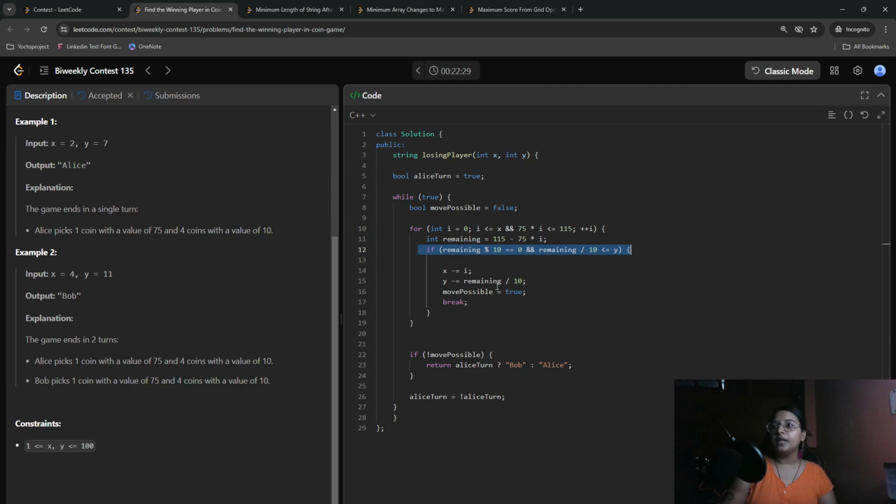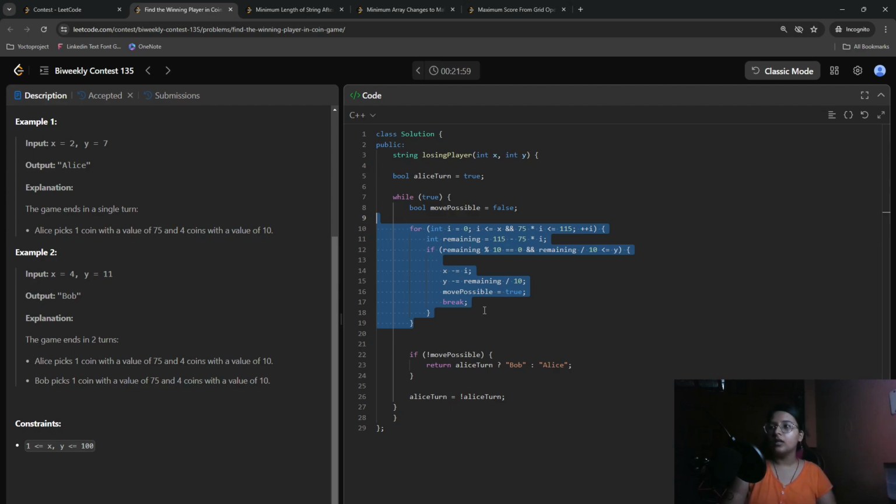So that's why here anyhow we need to subtract, so that we know that these many coins are already used. Now the next person who will be playing will be able to make the move accordingly. Now we'll mark the move possible as true, and we will break out from this particular for loop because the move was possible.